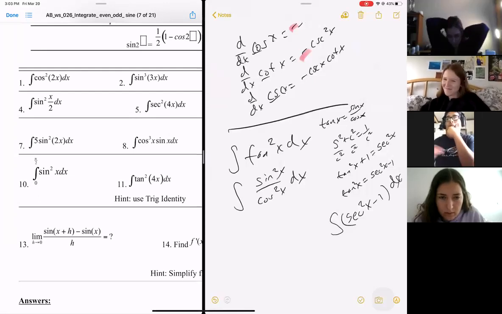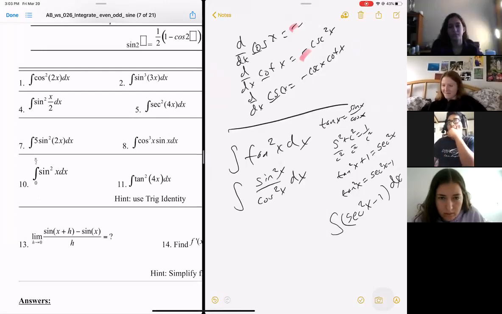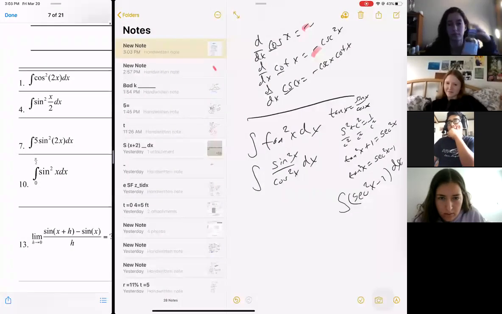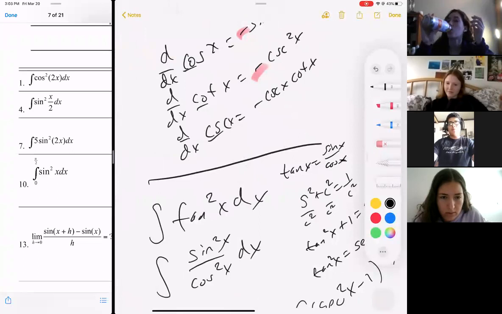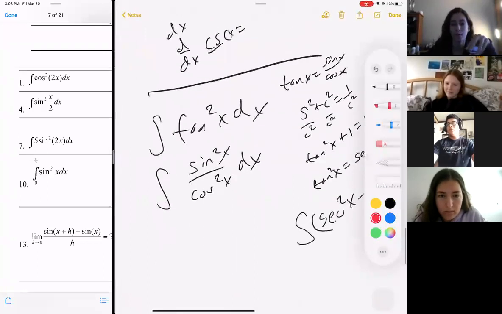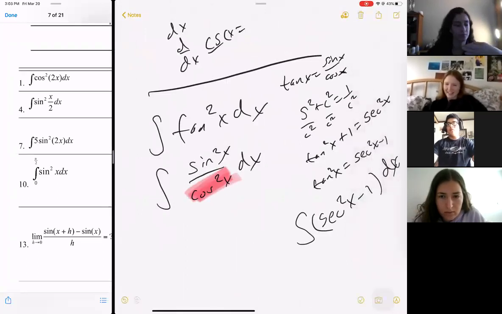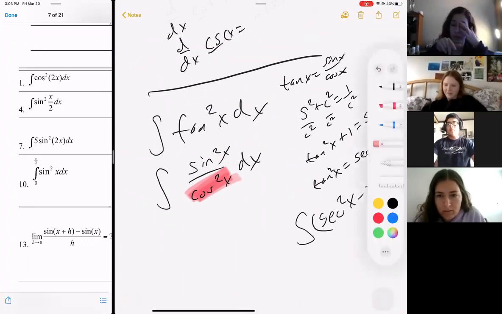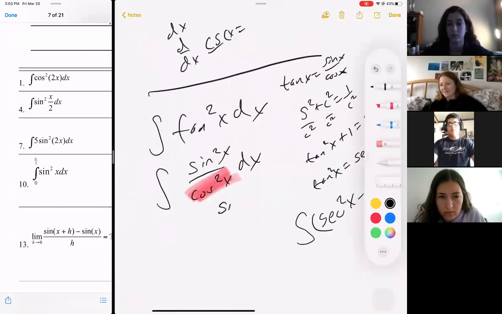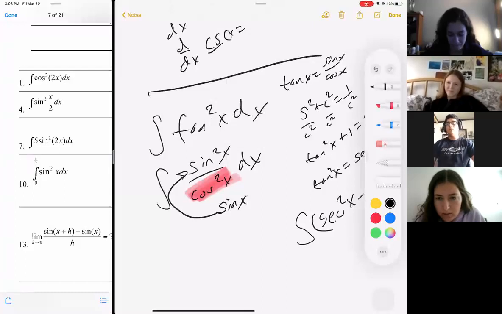Now, looking at this here, let's try u substitution. Let's just try it. What's the u? Let's say it's cosine. What's the derivative of cosine? The derivative of cosine is sine. Does sine cancel out sine squared? Is there enough? I need 2, right? So nope. So u can't be cosine.